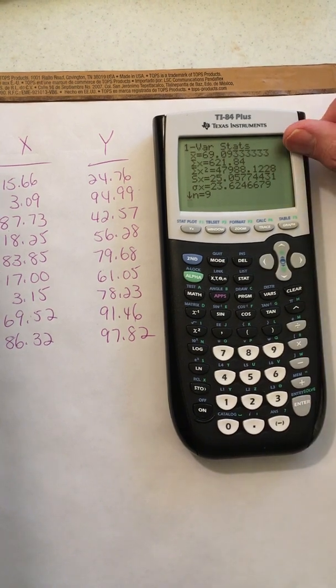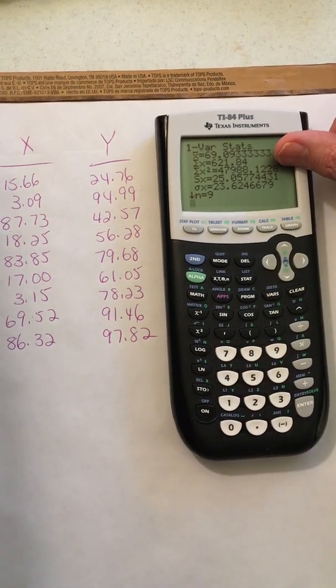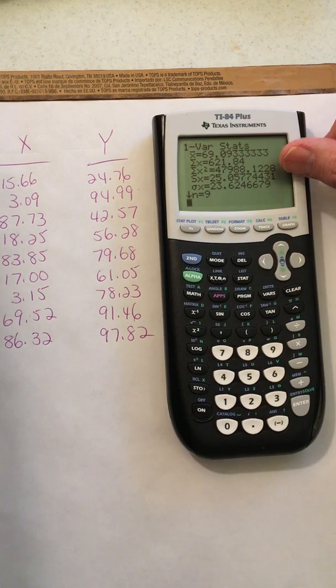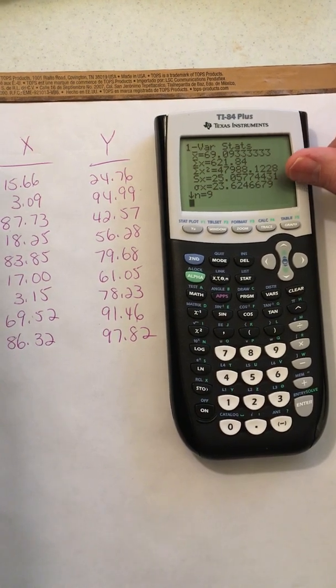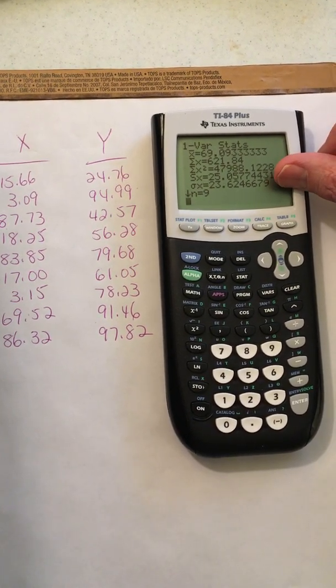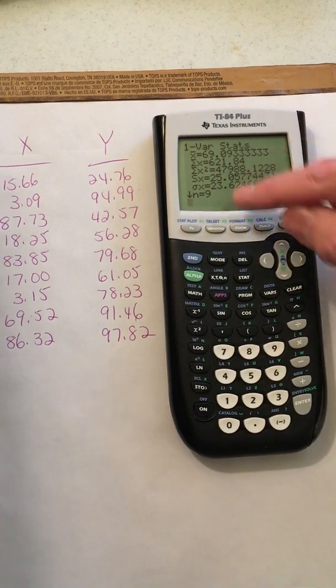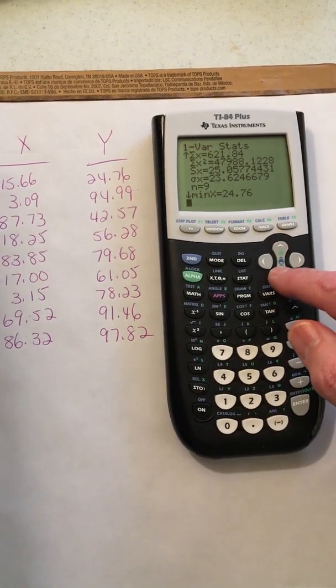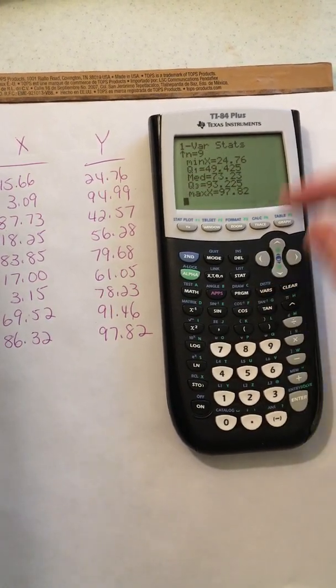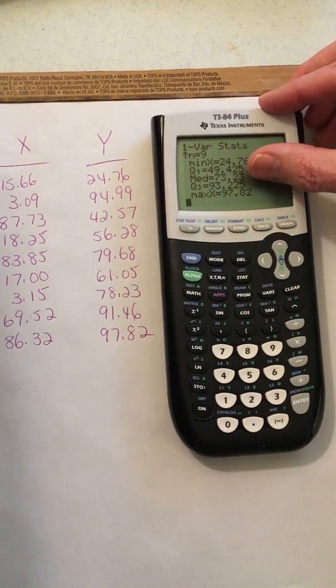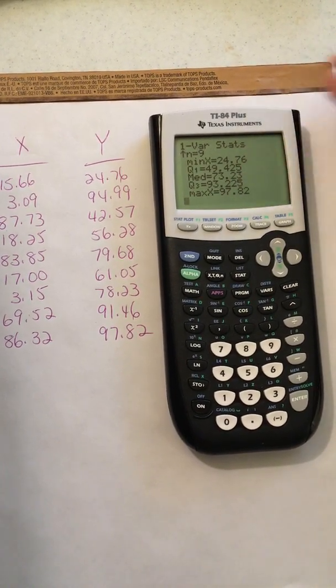And there they are: the mean for the second list, the total, the sum of the squares, the sample standard deviation, the population standard deviation, which we almost never use, the sample size, and then down to my 5-number summary, the minimum, the first quartile, the median, the third quartile, and the max.